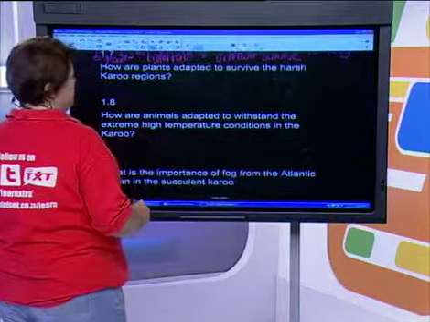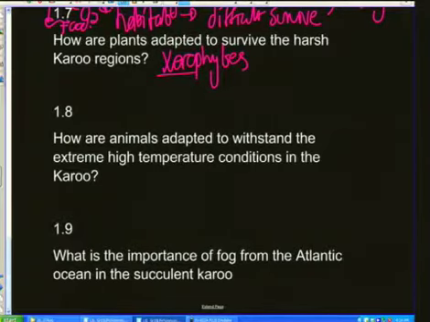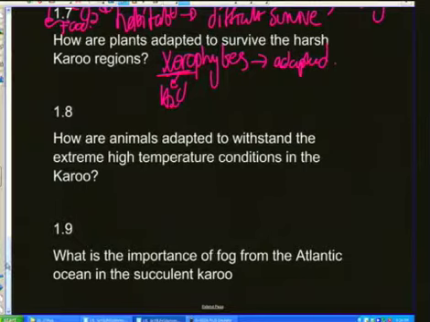Right, question number 7. How are plants adapted to survive the harsh Karoo regions? Remember, we're going to link it later on. You're going to hear this word called a xerophyte. A xerophyte is a plant that is adapted, think about it, zero water. All right, very little water. So how are plants adapted to survive in these regions?